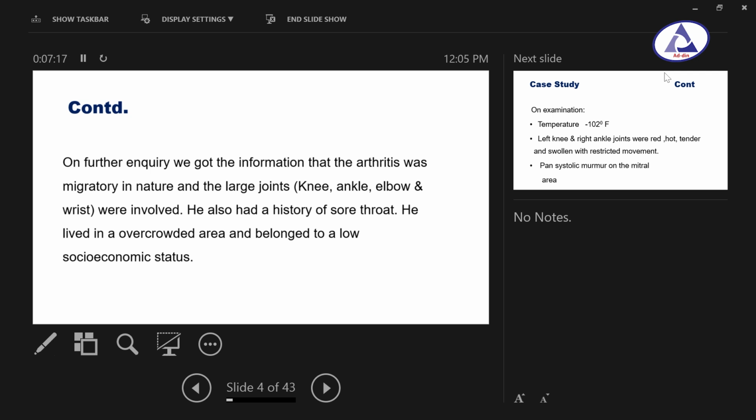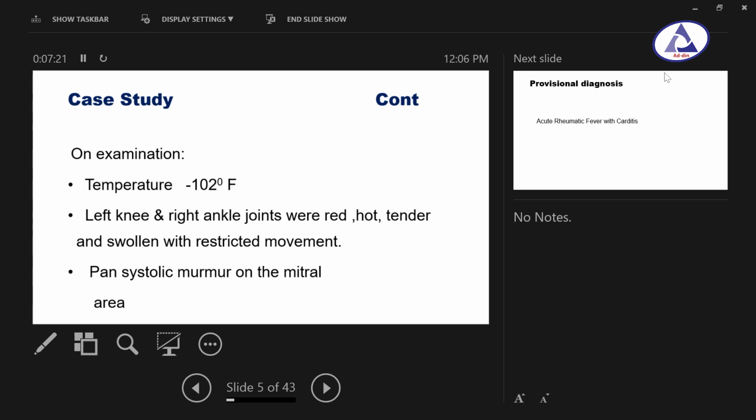So, on examination, we have found temperature is 102 degree Fahrenheit, left knee and right ankle joints were red, hot and tender, swollen with restricted movement. Okay? Systolic murmur on the mitral area. So, what will be the provisional diagnosis? What would be the provisional diagnosis?